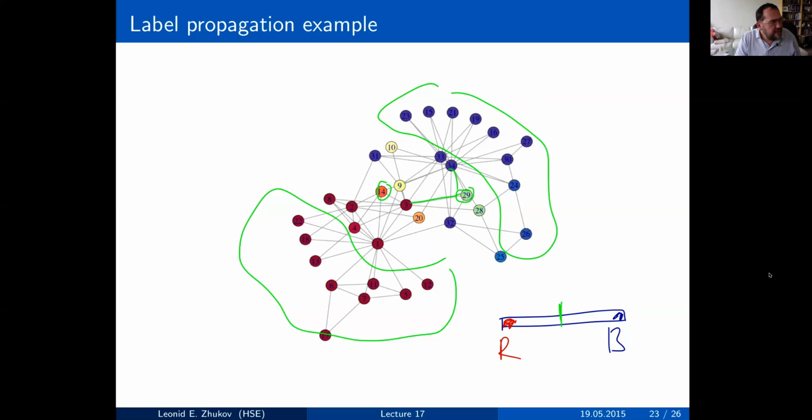Interesting point here is that if you remember, we use this graph also for graph partitioning.